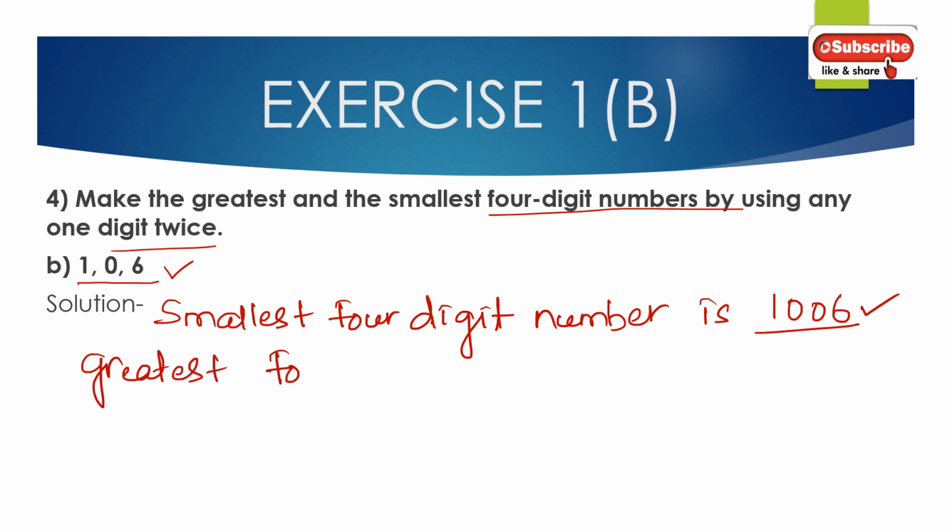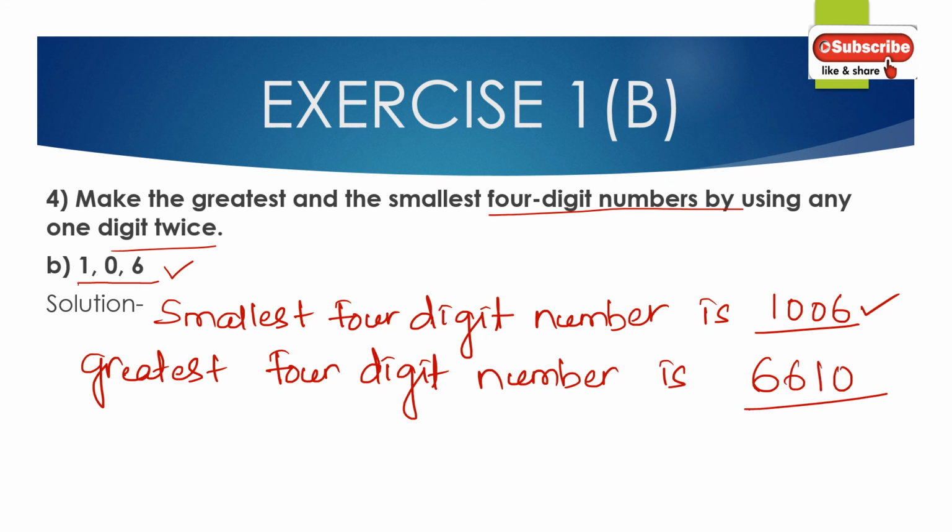The greatest 4-digit number will be: the greatest digit is 6. If we use the digit 6 two times, then it will be 6, 6, then 1, then 0. So this is the greatest 4-digit number, 6610.